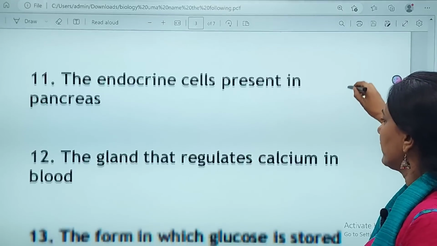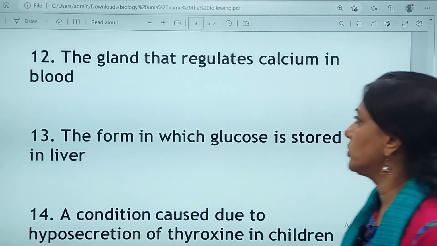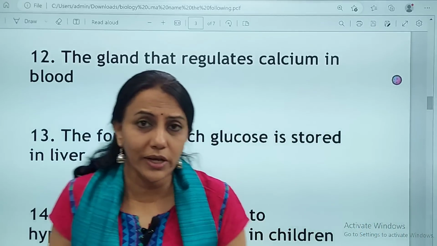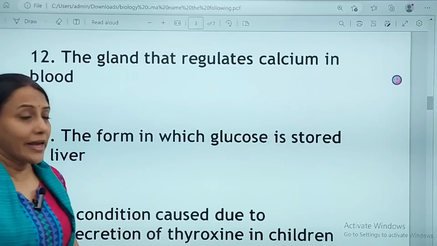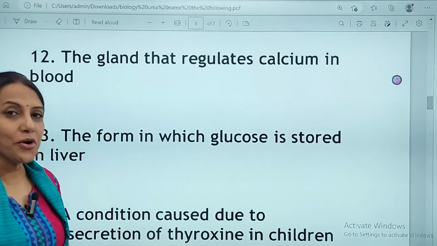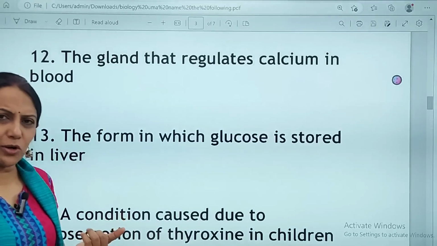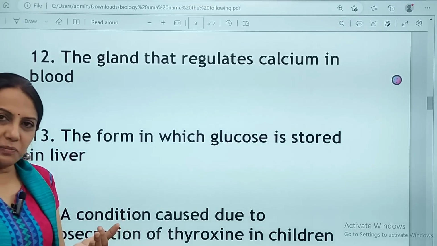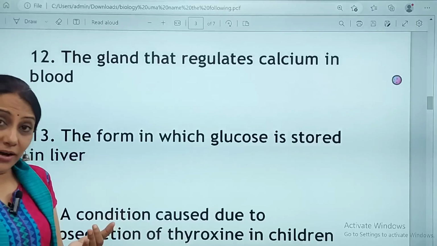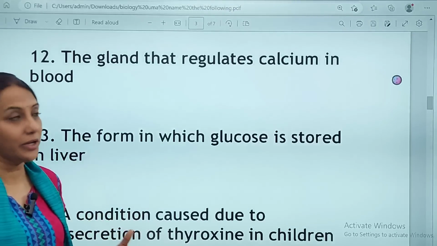Okay, next one. The gland that regulates calcium in the blood. What is the gland that regulates calcium in the blood? Calcium, as you know, is very important also for blood clotting. Just remember this: calcium is important for blood clotting. Iron is important for the hemoglobin, carriage of oxygen in the body.